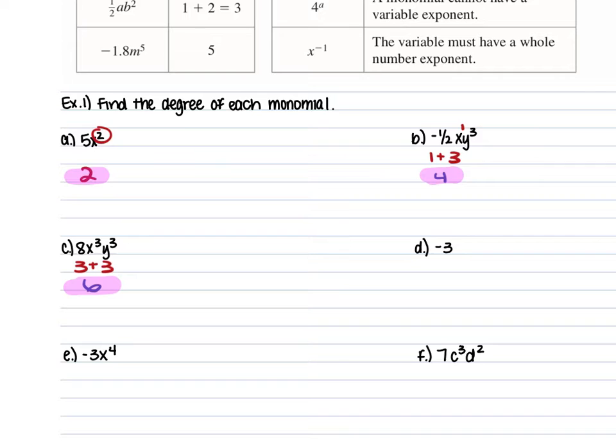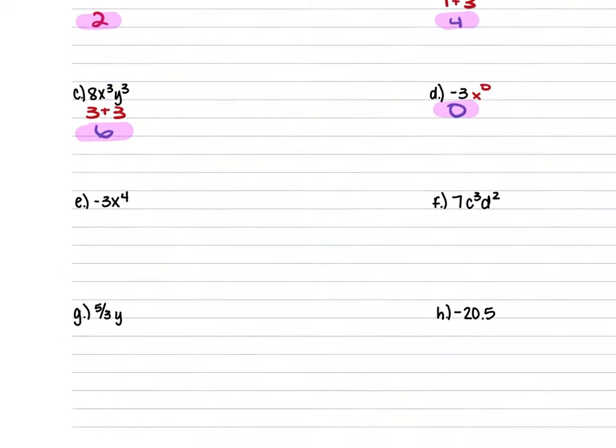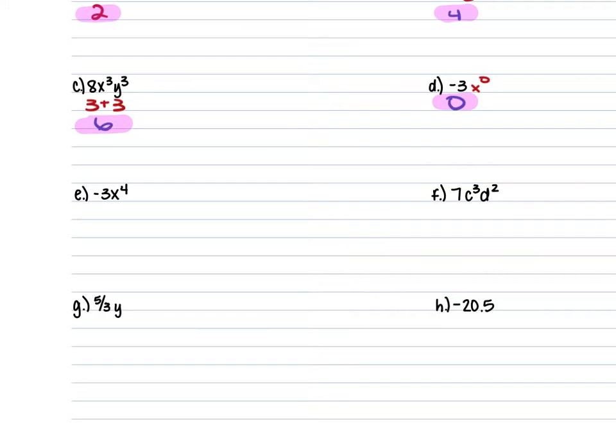For d, we just have negative 3. So think about this as if there was an x attached to the negative 3. In order to get rid of that x, it would have to have a power of 0 to turn it into a 1, which would just be negative 3 times 1, which is negative 3. So with that, it gives us a degree of 0. For e, we have negative 3x to the 4th power. The power there is the 4, so automatically we have a degree of 4.